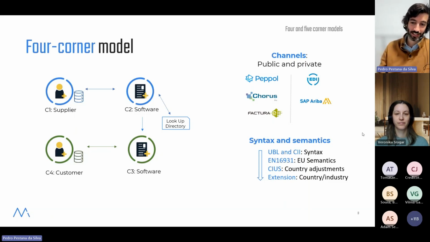Most countries are implementing a UBL with a CIUS standard. Take Romania, introducing it next month. It has the Romanian CIUS. Portugal has the Portuguese CIUS, etc.